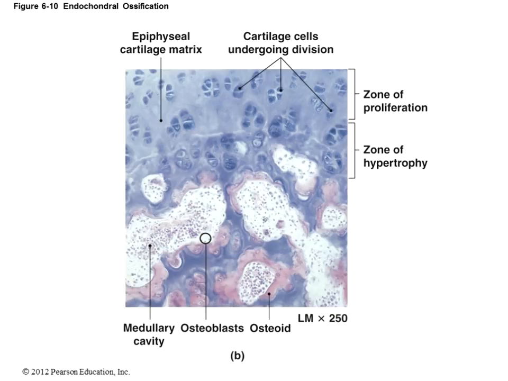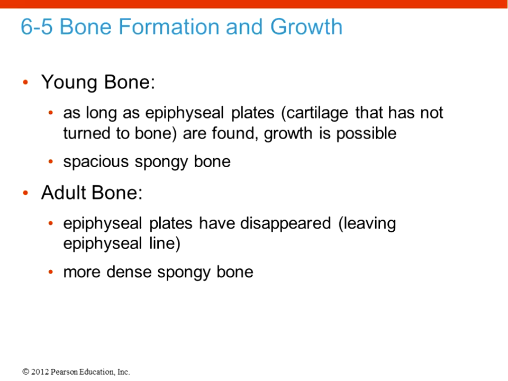And so as you can see, this is sort of a close-up of that area where you have the zone of proliferation, right, which is the epiphyseal cartilage matrix. As long as that cartilage is still there and still undergoing division and proliferating, growth will continue to happen. Once that zone of proliferation becomes ossified, then you know bone growth is complete. And so in young bone, again, as long as those epiphyseal plates, the cartilage that is not turned to bone, is still there, growth is still possible.